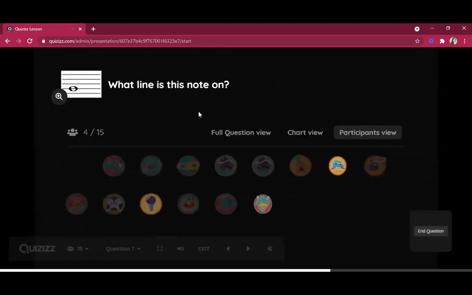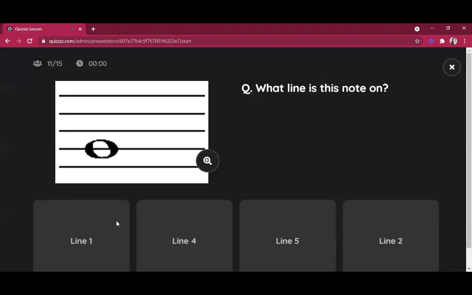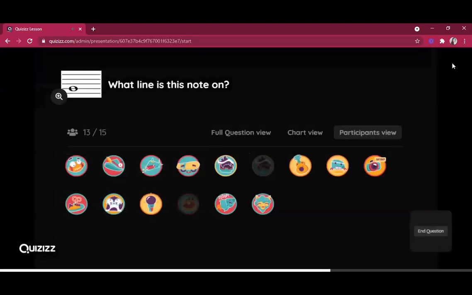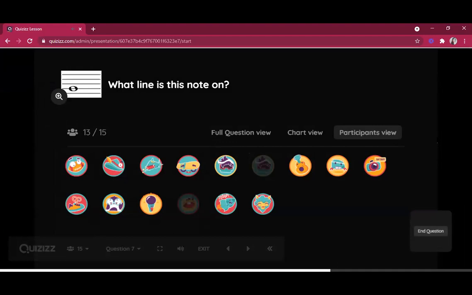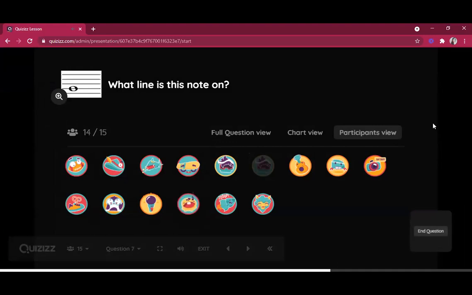What line is this note on? Line 1, line 4, line 5, line 2. Second place again. Clap, clap. How about you, Abby? Line 1.